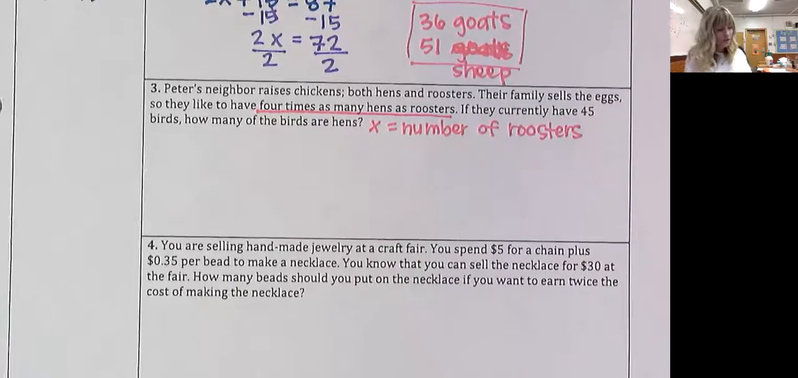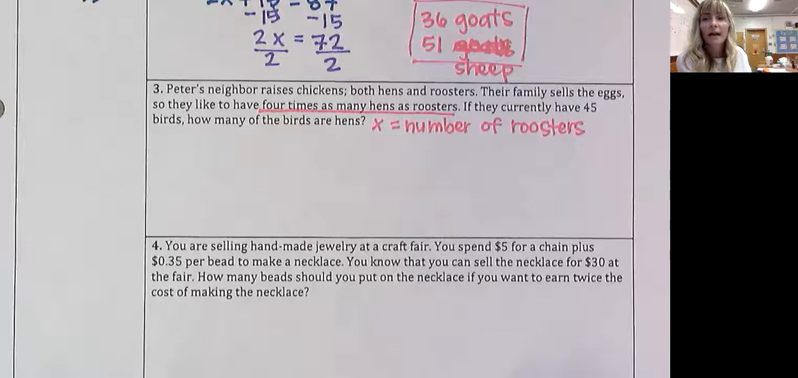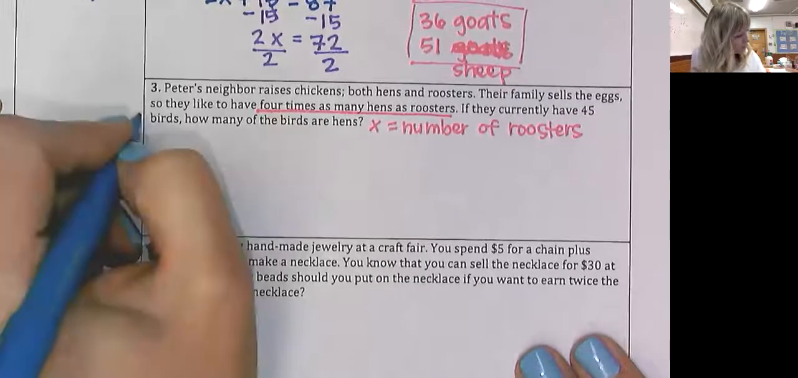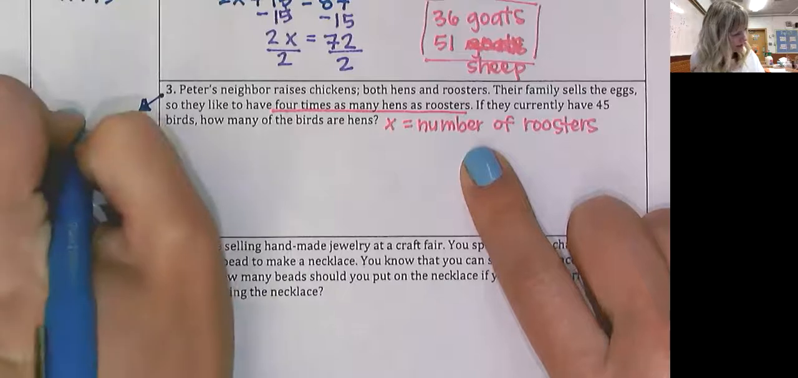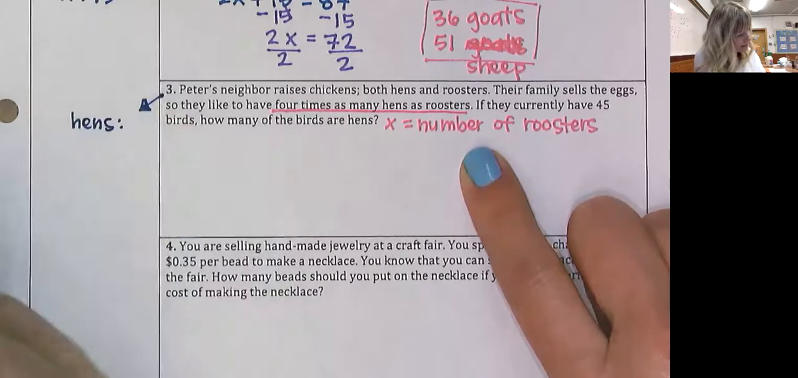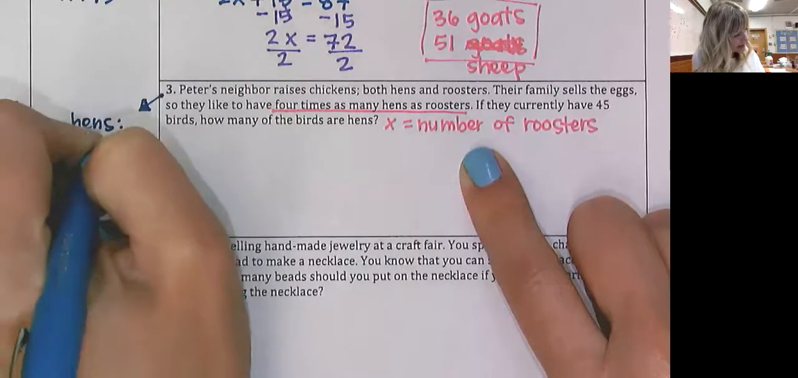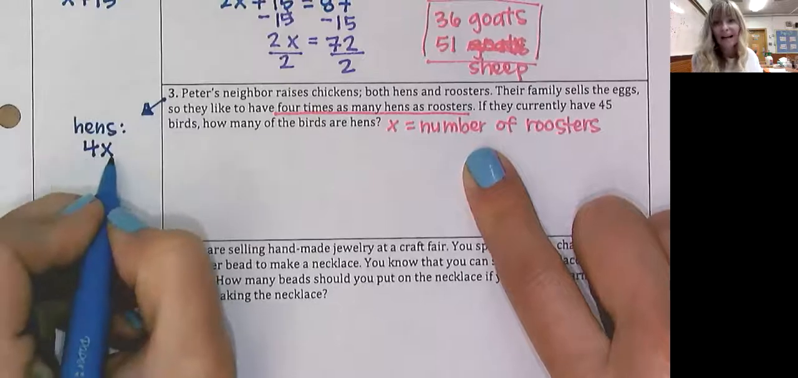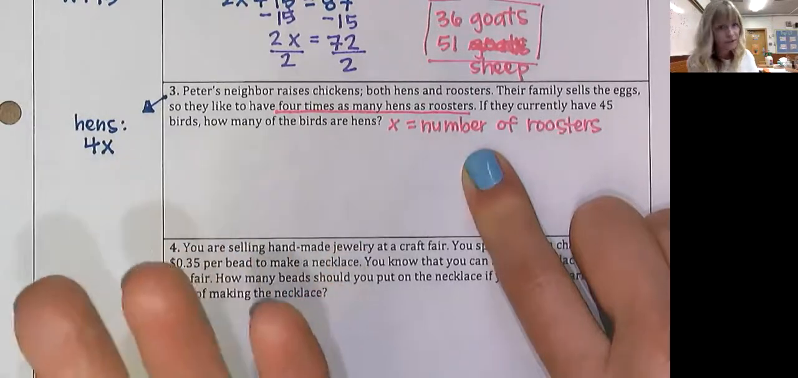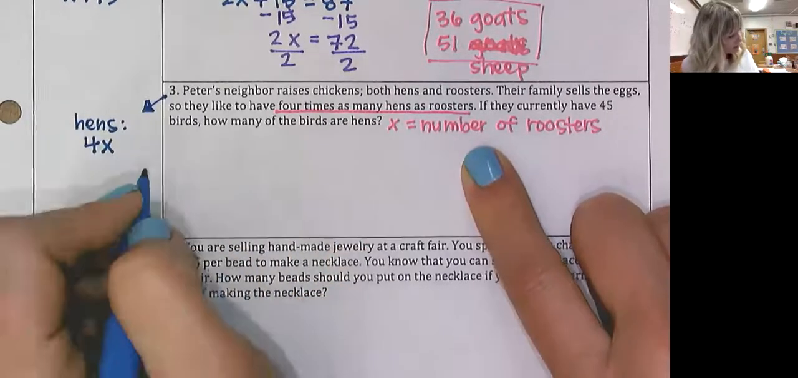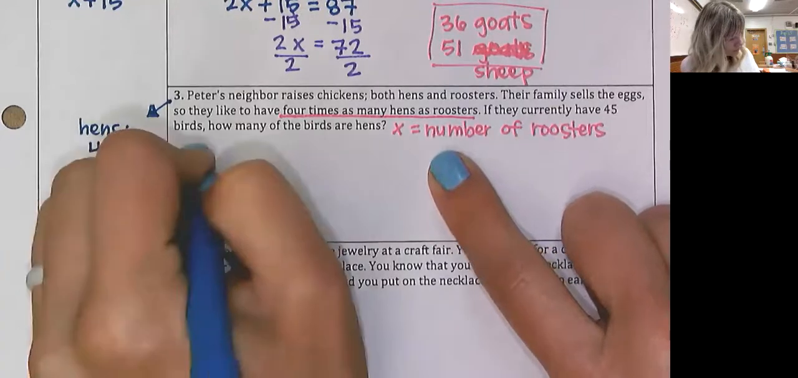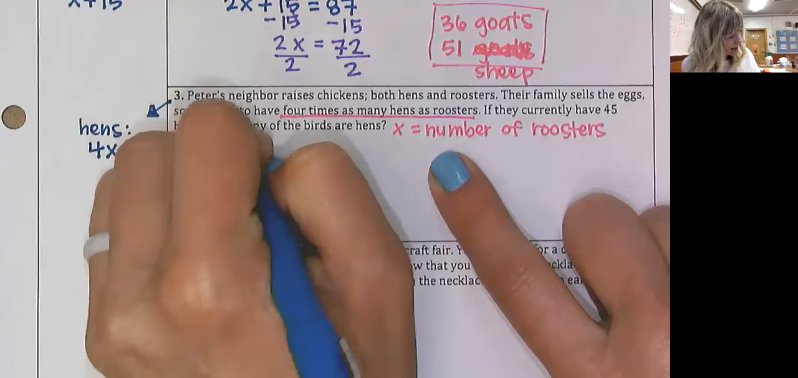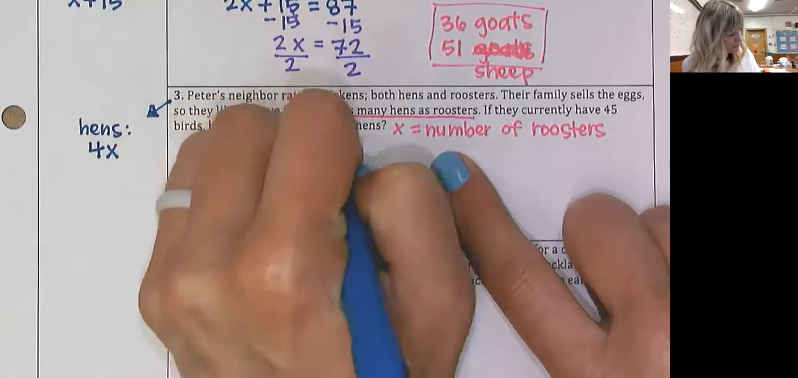You getting the idea here? These questions are a little trickier because you're asked more than one thing, so you have to really carefully choose what X is going to represent. And then, if X is roosters, let's make an expression for hens. 4 times as many hens as roosters. 4 times as many, not 4 more, that would be addition, but 4 times as many. Okay, we're ready to make an equation. They currently have 45 total birds, so here we go. Roosters plus hens equals 45.